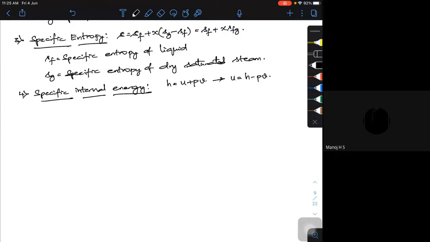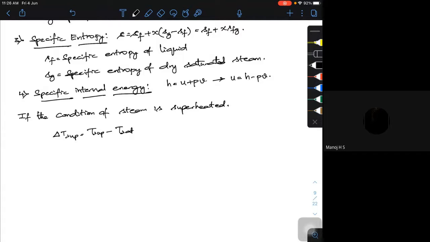We'll write that. If the condition of the steam is superheated, we look at this. One is delta T sup, the degree of superheat, which is equal to T sup minus T saturation. This is the degree of superheat.